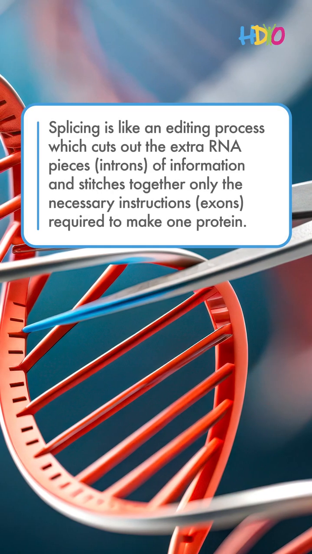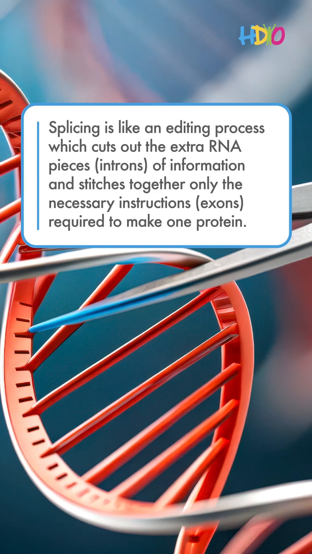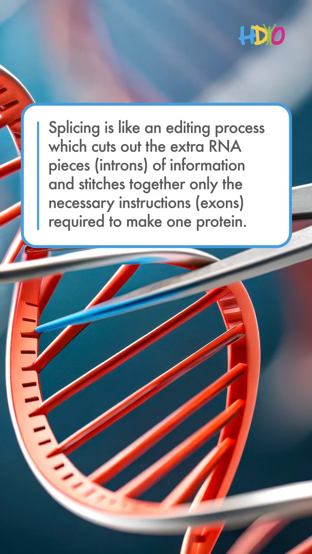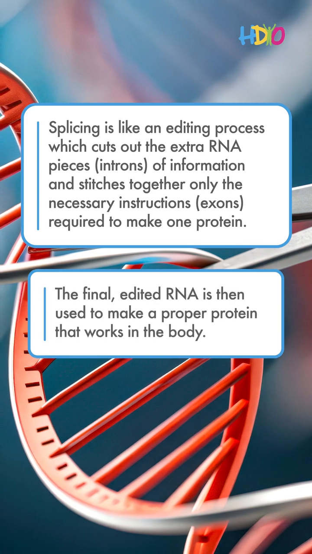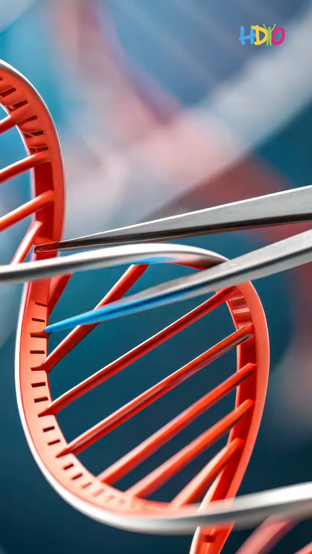Splicing is like an editing process which cuts out the extra RNA pieces of information and stitches together only the necessary instructions required to make one protein. The final edited RNA is then used to make a proper protein that works in the body.